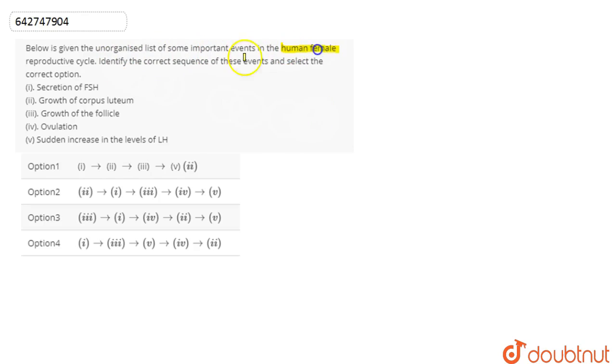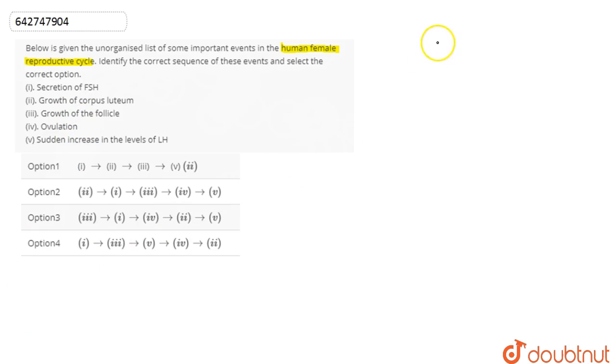In this question, we are asked that below is the given unorganized list of some important events in the human female reproductive cycle. Identify the correct sequence of these events and select the correct option. The statement given to us is: the secretion of FSH, growth of corpus luteum, growth of follicle, ovulation, sudden increase in the level of LH.